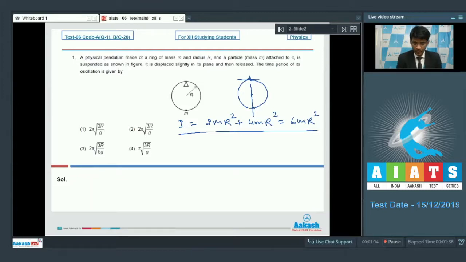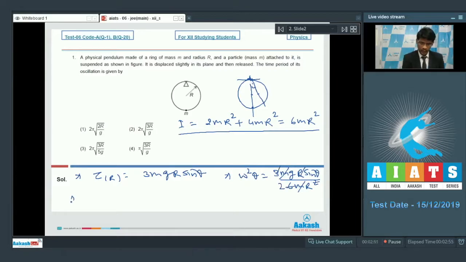Now if it's been displaced by a small angle theta, let's say here, then the restoring torque that will be acting will be because of the weight of the ring and the weight of this attached mass. So effectively the restoring torque is coming out to be 3 mgr sine theta. So now we shall say the restoring expression will be omega square theta. It will be taken as torque divided by moment of inertia, that is 3 mgr sine theta divided by 6mr square.